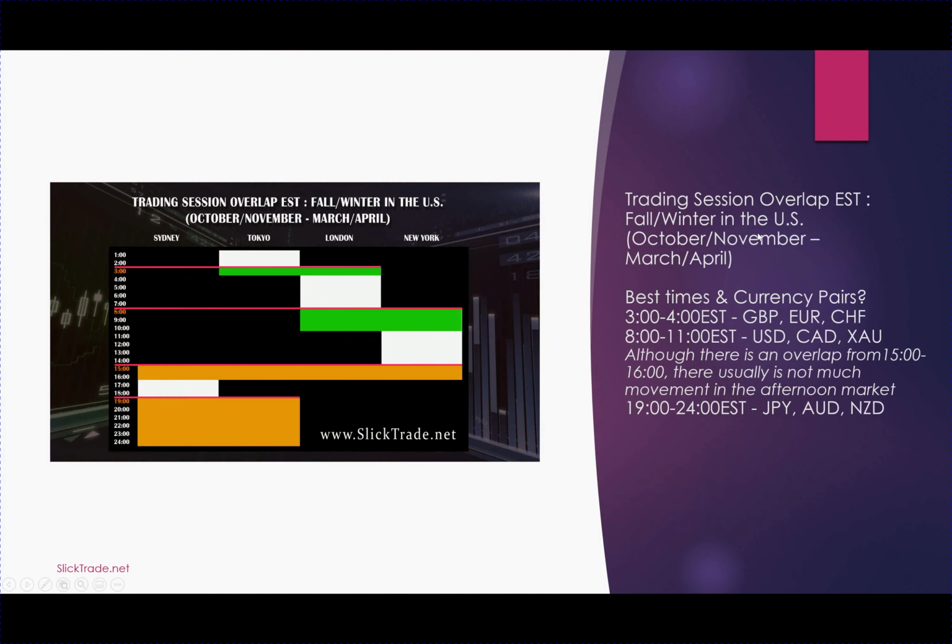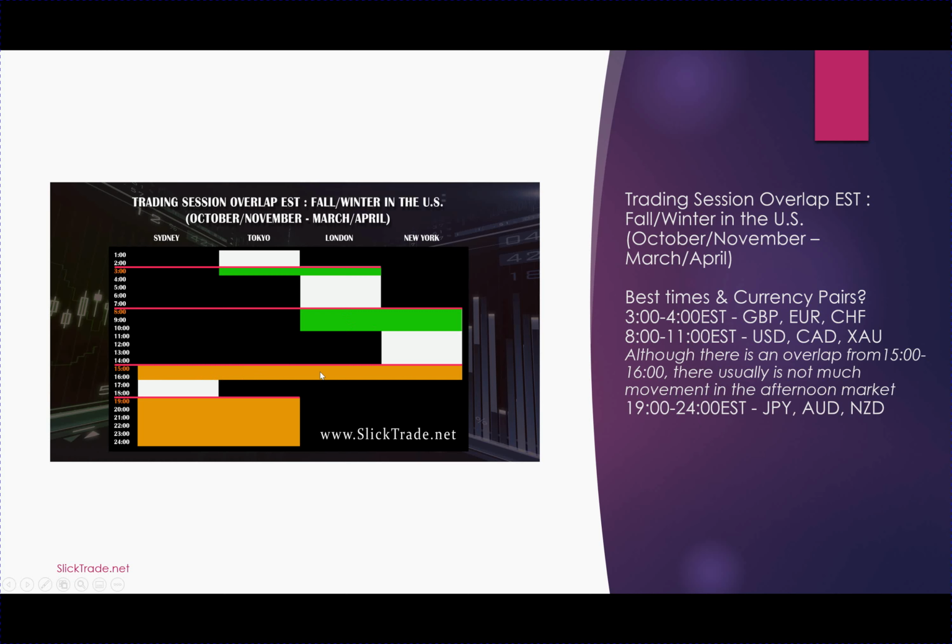So if we look at this in a little more detail, from 3 to 4 EST, you're looking at GBP, Euro, and CHF. At 3 to 4 is the Tokyo to London overlap. From 8 to 11 EST, best pairs to trade would be the USD, CAD, and gold. That is here at the London to New York overlap. Now, like I talked about in the previous slide, there is an overlap from 15 to 1600 hours, okay?